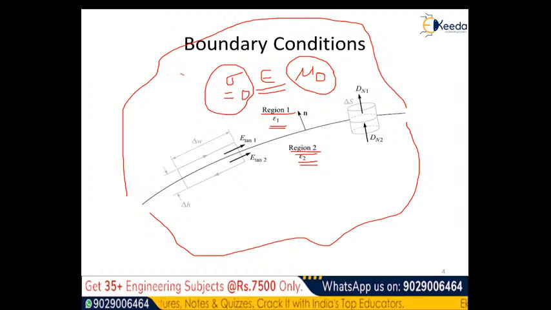So sigma is the same in both the mediums. Sigma is equal to 0, and mu, the permeability of the medium, is also the same, mu 0, 4 pi into 10 raised to the power minus 7. Only the change is in epsilon. So epsilon 1 can be written as epsilon r1 into epsilon 0, where epsilon r1 is the relative permittivity of region 1, whereas epsilon 2 can also be written as epsilon r2 into epsilon 0, the relative permittivity of region 2.